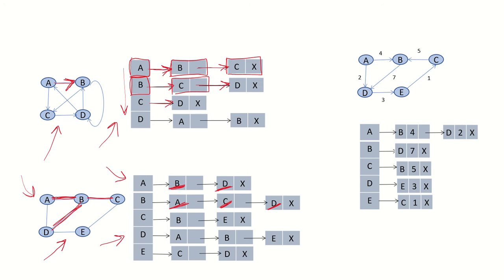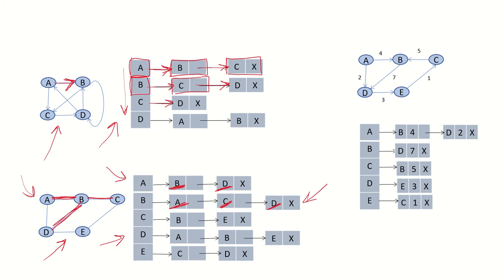Once we know that A, C and D are connected with node B, that means B does not have any self loop. Otherwise, that would also have been present in the adjacency list.